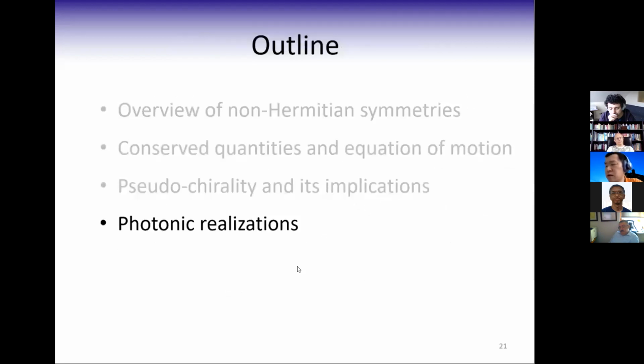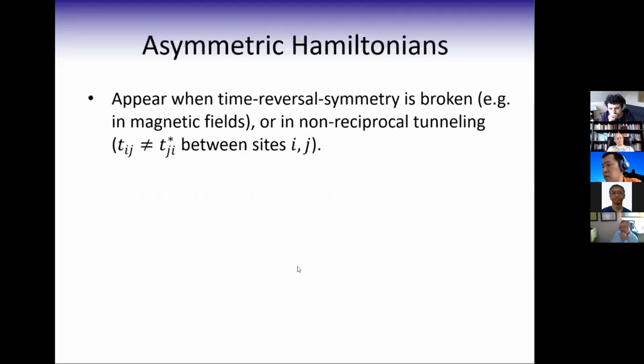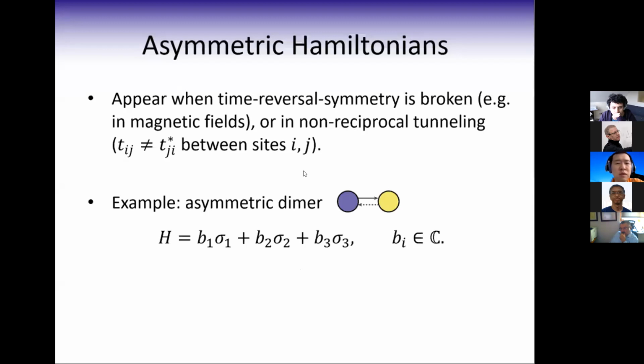Having this in mind, let's take a look at how this relation or constant of motion can be helpful in a photonic system. Here I'll first give you some basic ideas about why we want to focus on this asymmetric Hamiltonian, which distinguishes pseudo-chirality from chiral symmetry. This asymmetric Hamiltonian appears, for example, when we have broken time reversal symmetry in the presence of a magnetic field or a synthetic gauge field. It also happens, for example, when the tunneling between two neighboring sites is asymmetric.